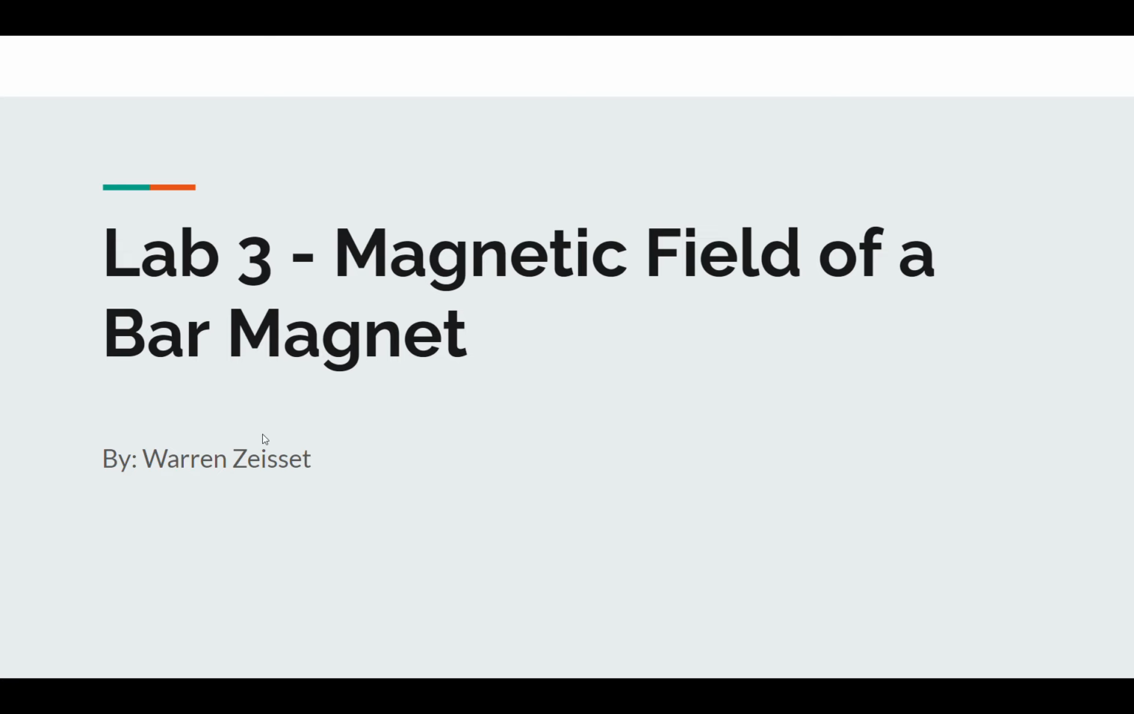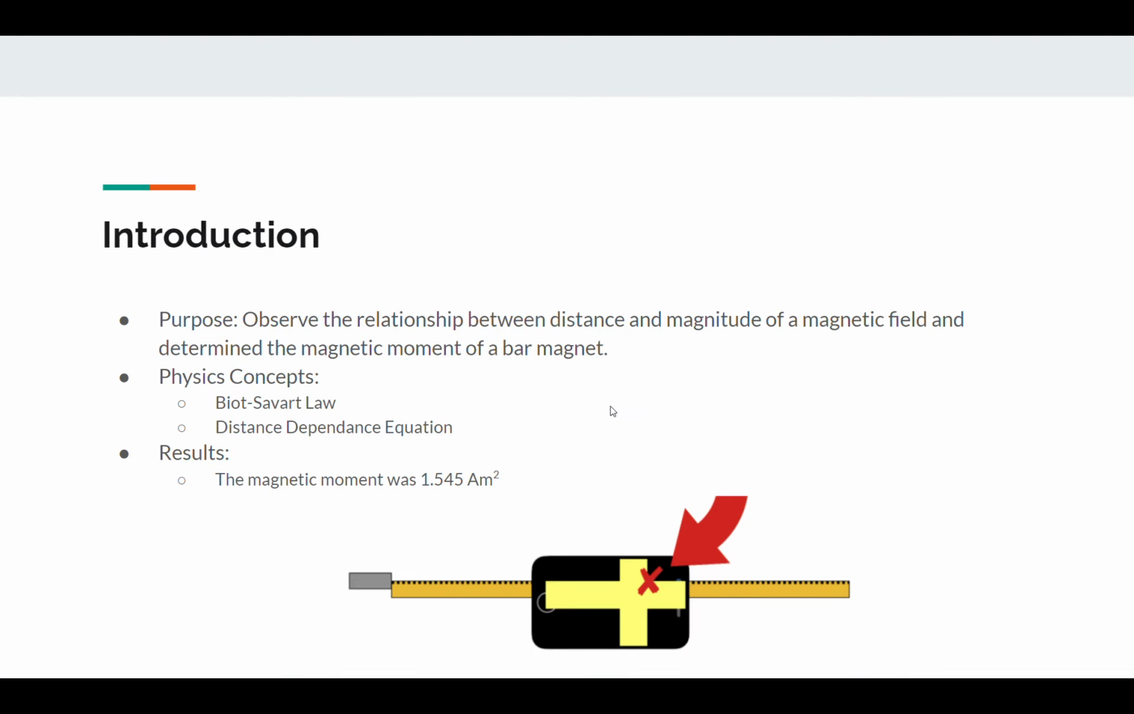This is Lab 3, magnetic field of a bar magnet. The purpose of this lab is to observe the relationship between distance and magnitude of a magnetic field and determine the magnetic moment of a bar magnet. The physics concepts you need to know are the Biot-Savart law and the distance dependence equation. In the end, I found the magnetic moment was 1.545 amp meters squared.